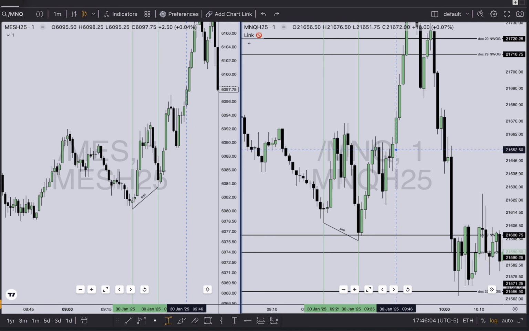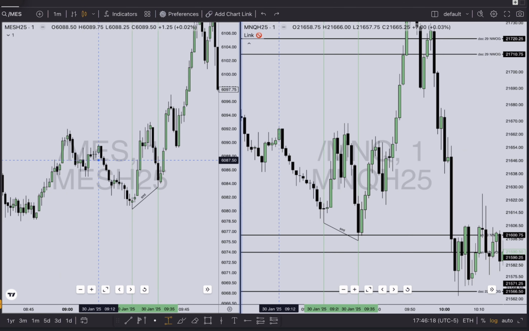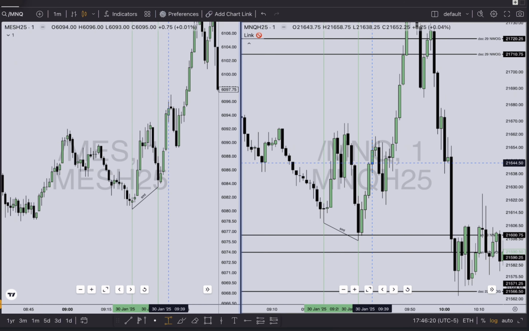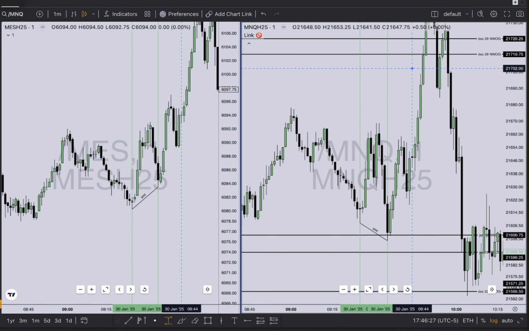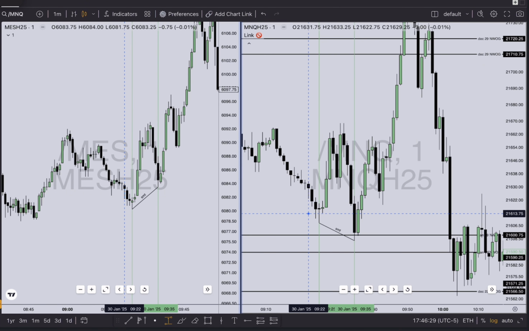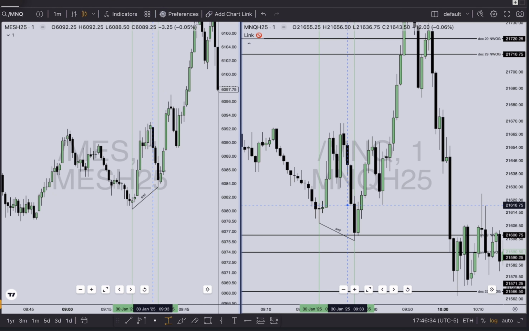What does this mean? For example, if we're looking for a long opportunity or a short opportunity in general, an SMT just gives us that extra confidence in the trade. Let's say we're going up, or in this case, we're going down, right? The market is moving down here, and we're looking to take longs on one of these pairs. When an SMT occurs, it just gives us that extra confidence that the trend is going to shift because one is not agreeing with the other.